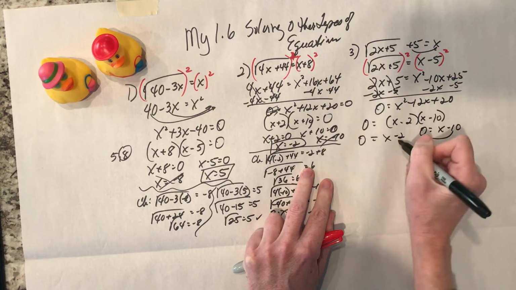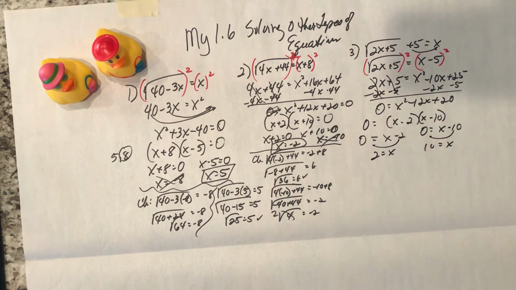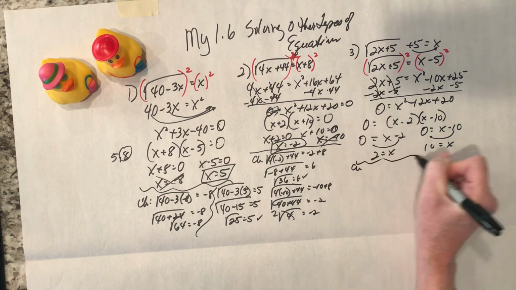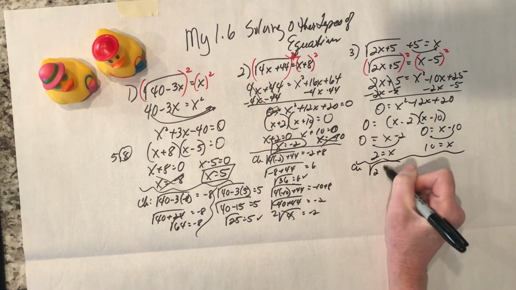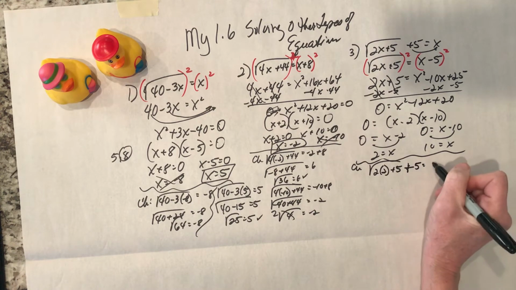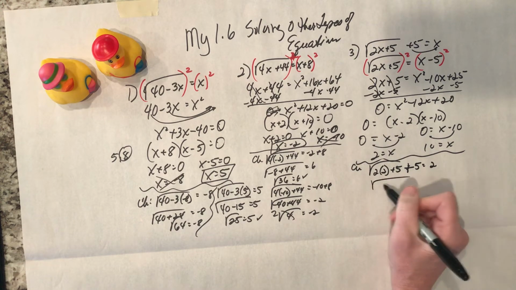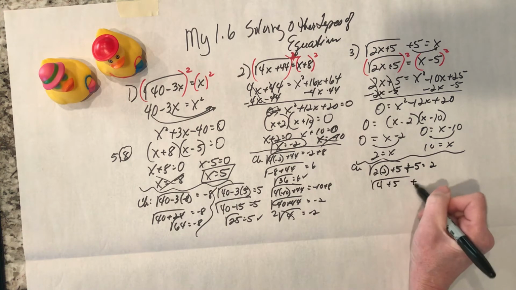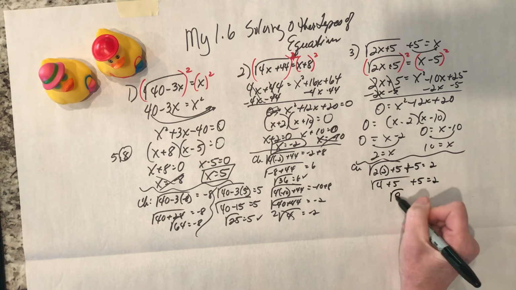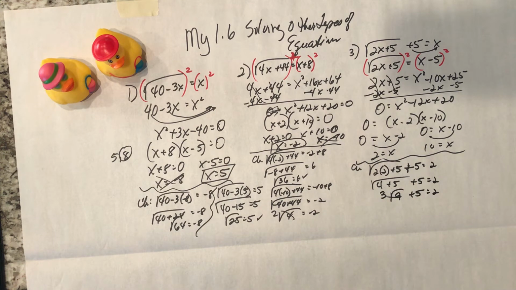And move the 10 over, move the 2 over. So we get a 2 and we get a 10. Let's test both of those numbers. So the square root of 2 times 2 plus 5 equals 2. We're testing that. 4 plus 5 under there. So we get the square root of 9, which you know is 3, plus 5 equals 2. Not quite. So 2 won't work.